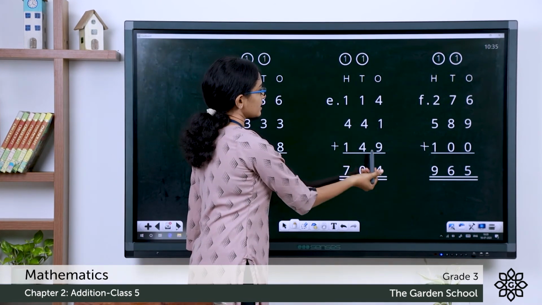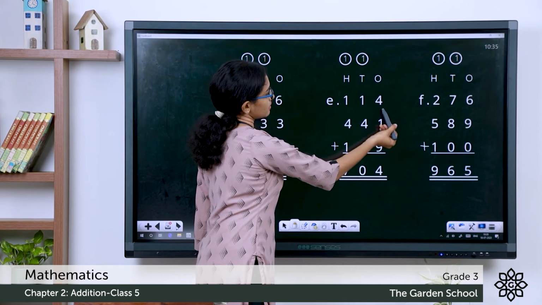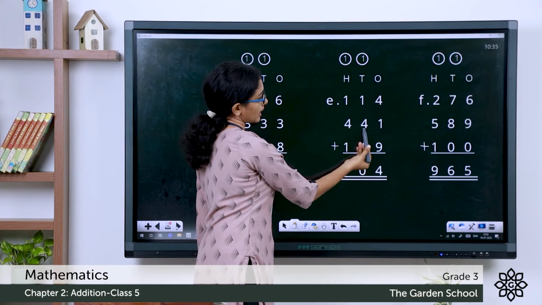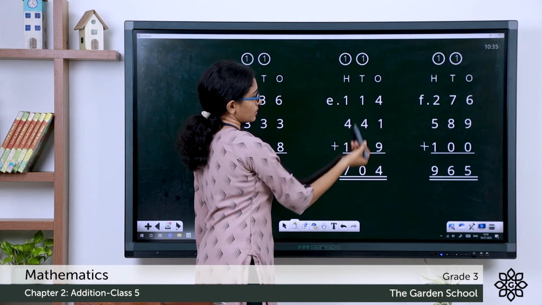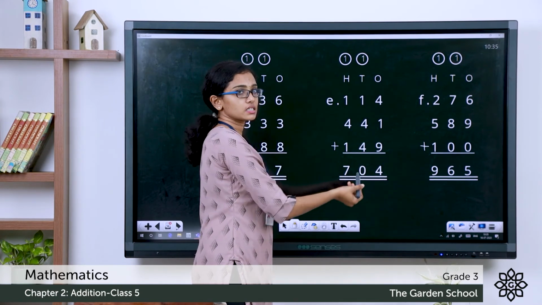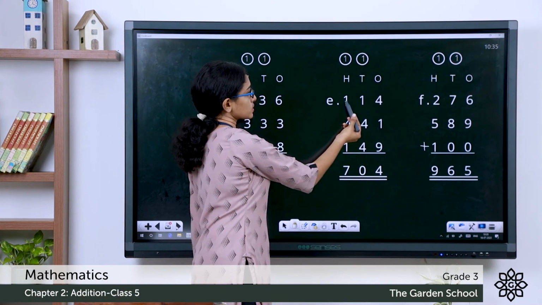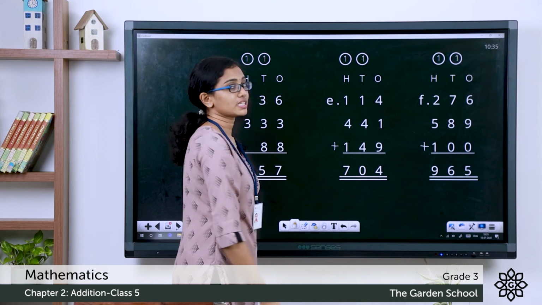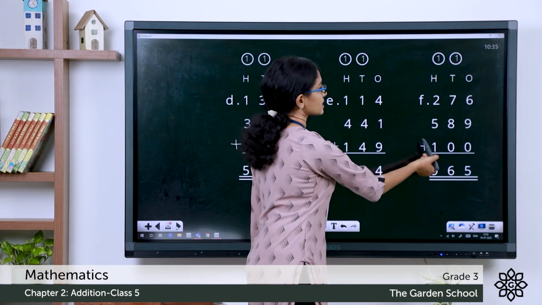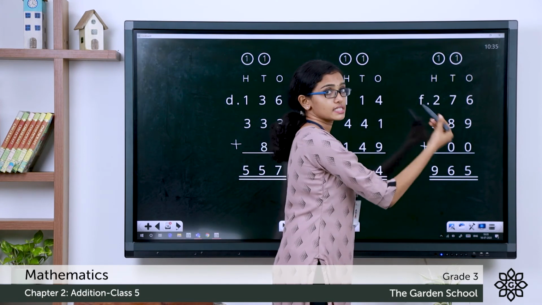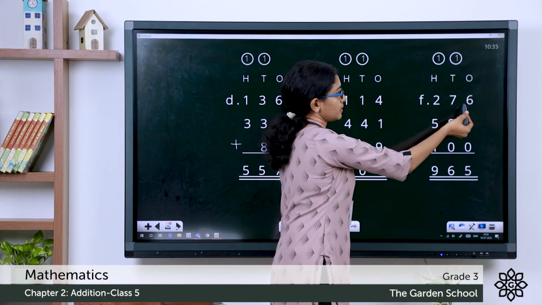So for E, it is 9 plus 1, 10 plus 4, 14. 4 ones here, 10 here. 4 plus 4, 8 plus 1, 9 plus 1, 10. 0 tens here and 100 goes to the next place. 1 plus 4, 5 plus 1, 6 plus 1, 7. So it's 704.